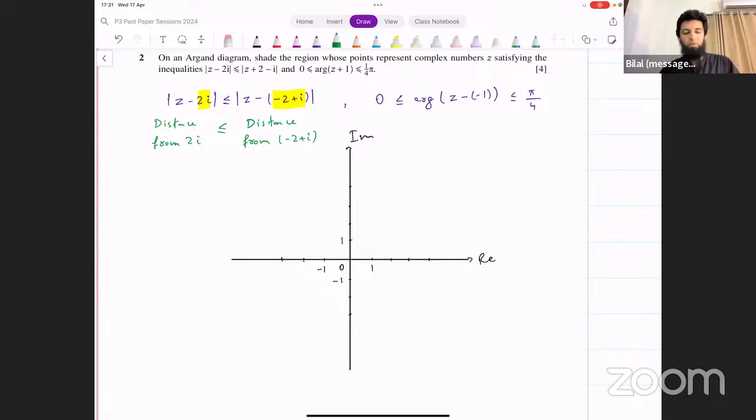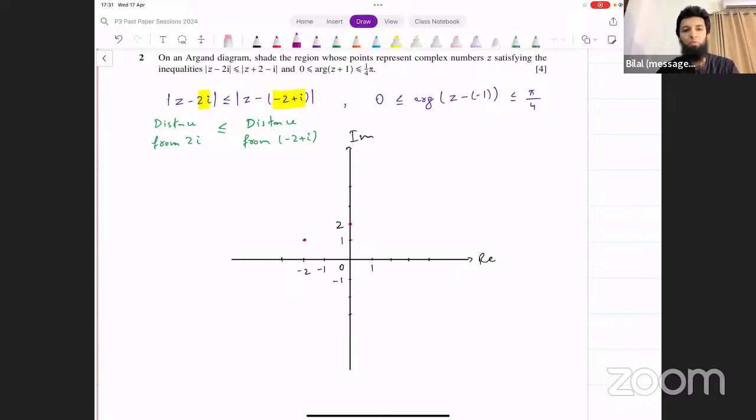Okay. Now, what are the 2 points? 2 iota and minus 2 plus iota. So the first thing you should do is mark these 2 points. 2 iota, where is that point? That point is here on the imaginary axis. This is 2 iota, where you have 2 here on the vertical axis. And the other point is minus 2 plus iota. That's 2 units to the left and 1 unit up. The other point is going to be here. This is the other point. 2 points, the distance from these 2 points is what we're talking about.